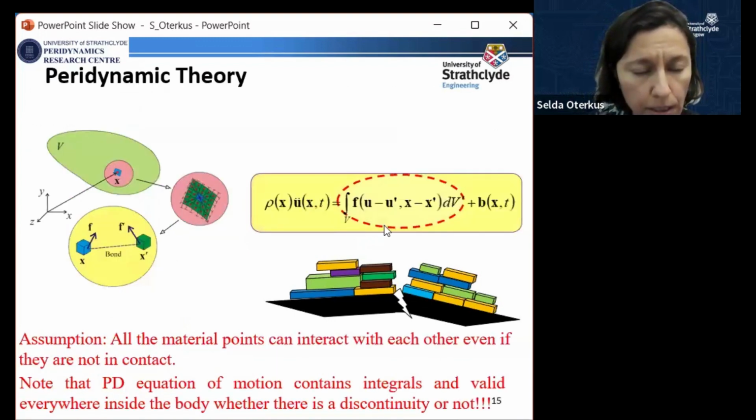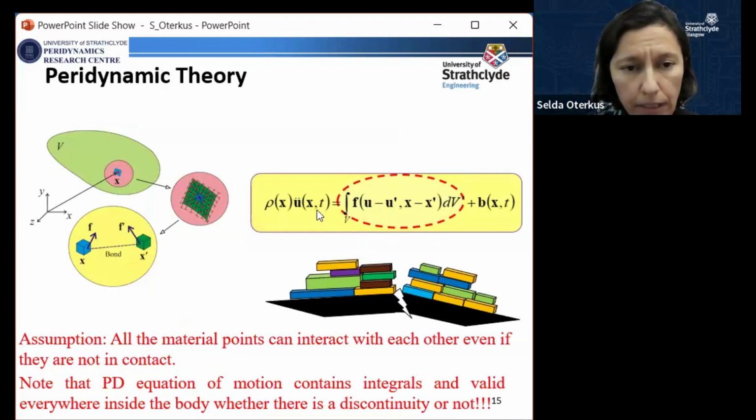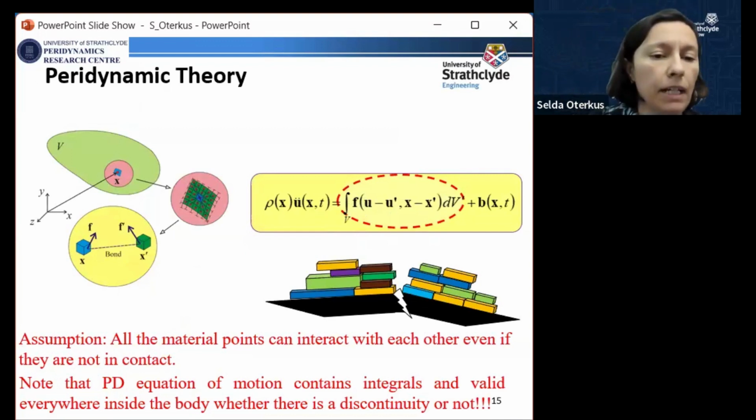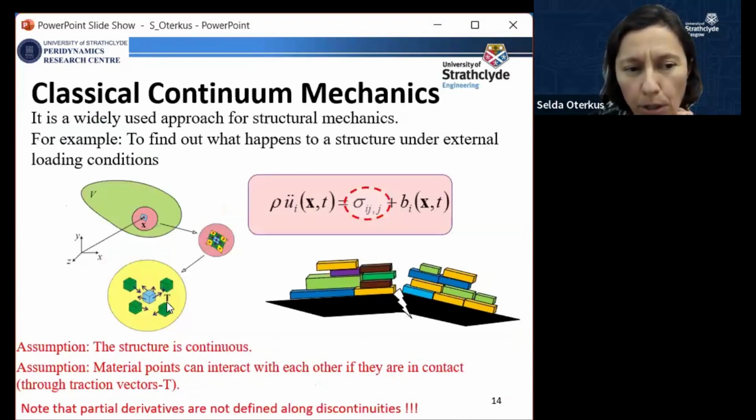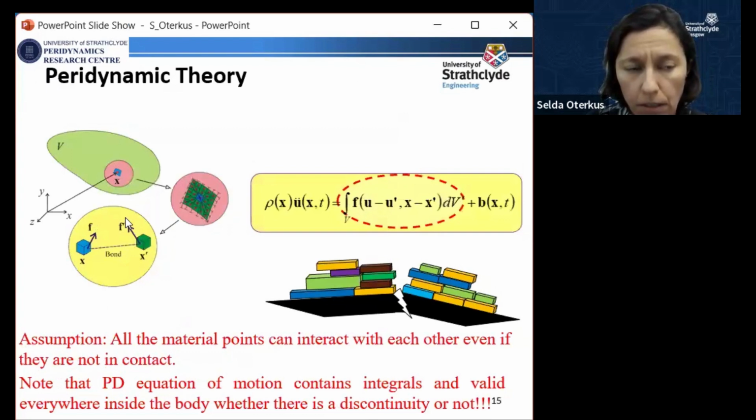So what we do in peridynamic theory, as you see, is the term is replaced with another term. Basically, the idea of classical continuum mechanics is that we have material points in the structure and these material points only interact with the nearest neighborhood. But in peridynamics, we extend this theory and say that it doesn't only interact with the nearest neighborhood, it interacts with all the material points inside the structure, which makes it suitable for a new representation of the equation of motion. So as you see, it's in integral form so that we don't have any singularity in the equation.